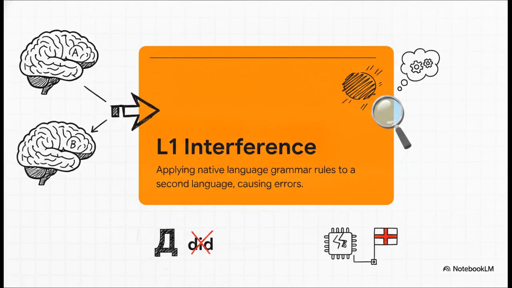So, why does this happen? Well, it all comes down to what linguists call L1 interference. This is basically when a learner unconsciously applies the grammatical rules of their native language, their L1, to a second language, which causes these systematic errors. For example, if your native language, let's say Russian, has absolutely no auxiliary helper word for did in the past tense, your brain either drops it entirely out of habit or it overcompensates and accidentally doubles the past tense on the main verb. You are basically running English hardware on non-English software.